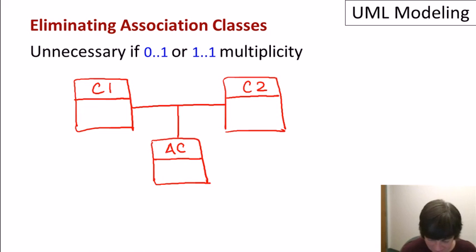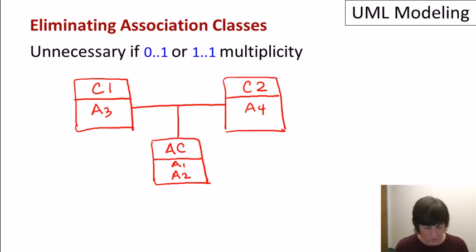And that's going to have some attributes. We can call them A1 and A2 for now. And of course, there's attributes in C1 and C2 as well. Let's suppose that the multiplicity on, let's say, the left side is star, so anything goes, and on the right side we have 1..1.